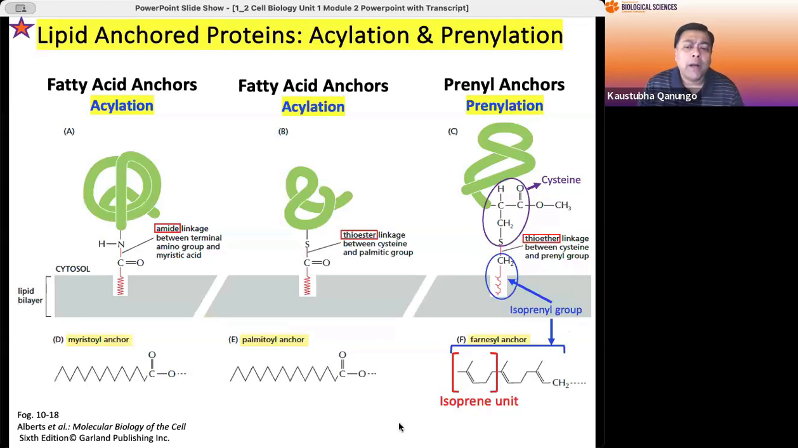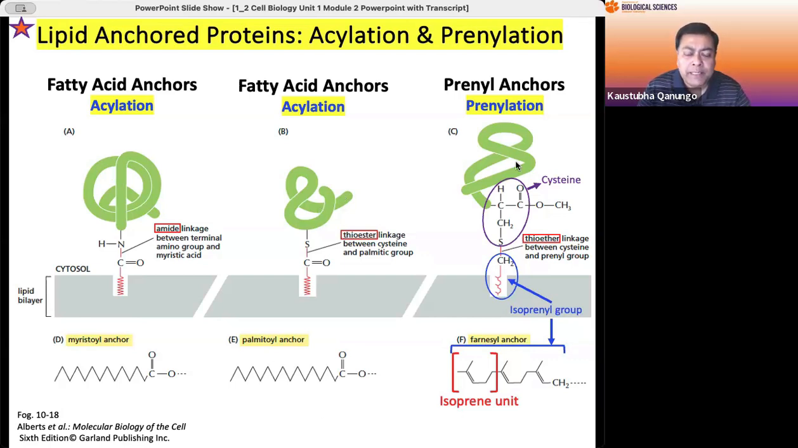All right. What are the different types of lipid anchor that can happen? So one of them is acylation. Two types of acylation, and one is a prenylation. So what are the differences between them? Let's take a look at that. So what is happening here?